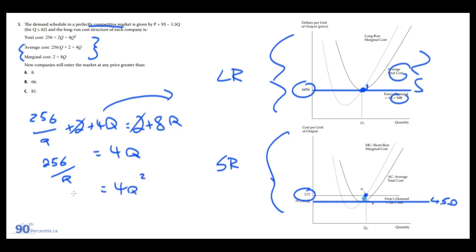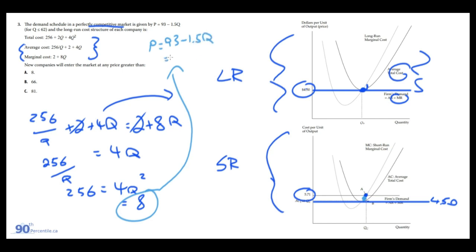So it's basically going to be 4Q squared equals 256. And if you were to solve for this, you would get a Q of... sorry, 8. And from there, now that we have the Q, we can come up top and solve for P just by subbing in Q to this equation. So P equals 93 minus 1.5Q. Q is 8, so 93 minus 1.5 times 8, and we get 66, which is our answer in B.